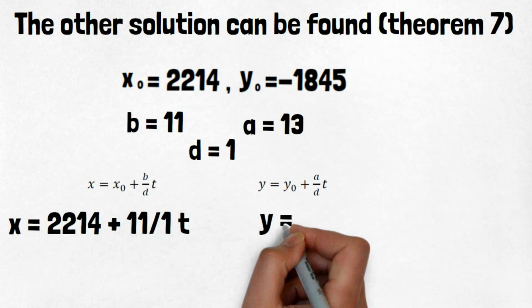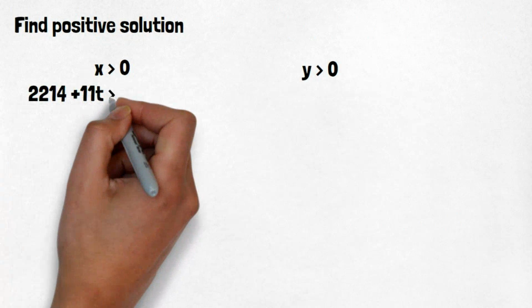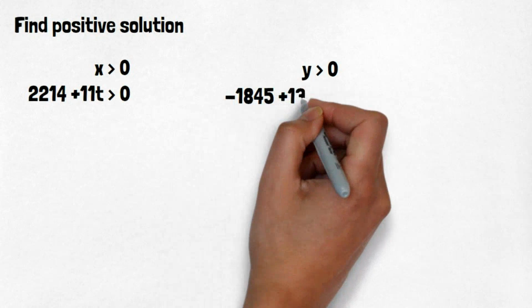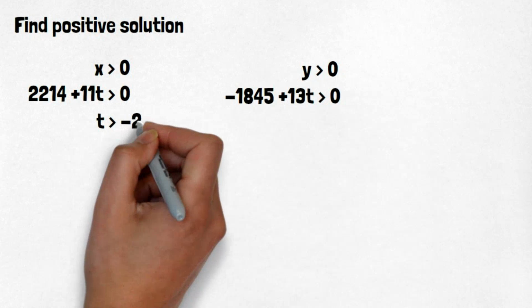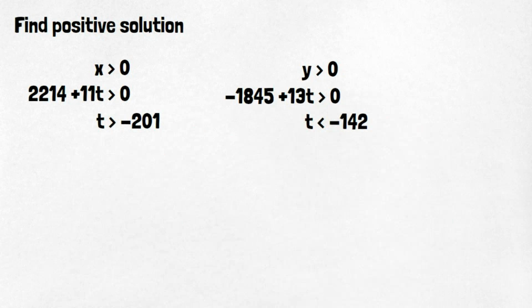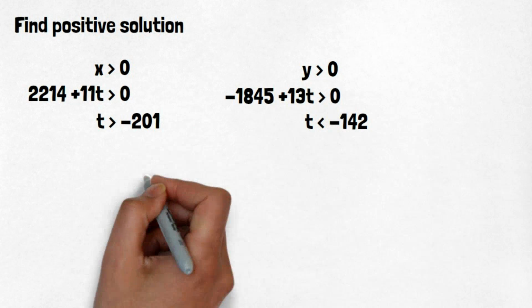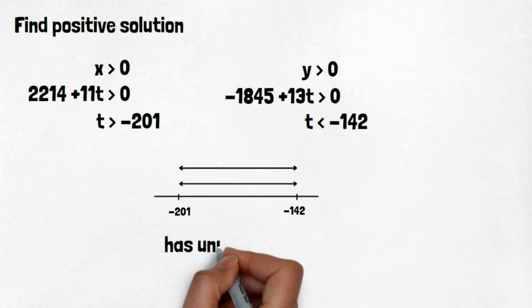We need to substitute the information into the formula given. Find positive solution. X is greater than 0 and y is greater than 0. We need to substitute x with the x equation, then y with the y equation. Then we can find t is greater than negative 201 and t is less than negative 142. Next, we can sketch the graph from the t that we calculated. From the graph, we know the equation has a unique solution.